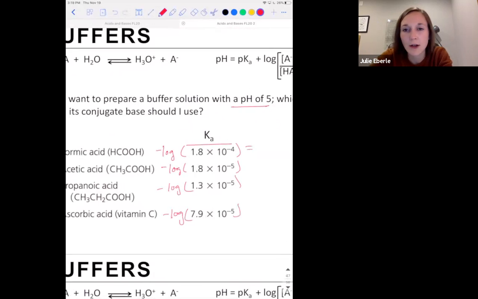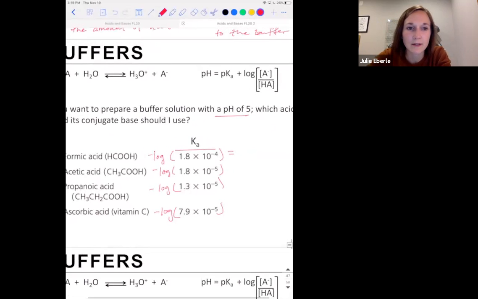So what did y'all get when you calculated the negative log for formic acid? The most voted for answer was acetic acid, so we'll see if that's the closest. What do you get when you do the negative log of 1.8 times 10 to the minus 4? Kenethia said 4.7. That's a 4. Okay, what about acetic acid?